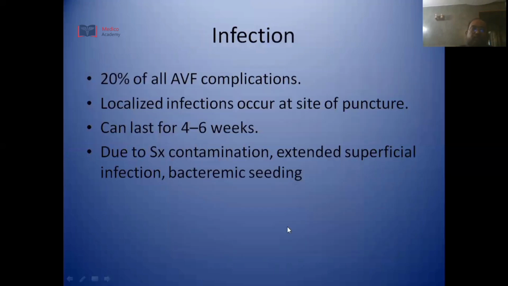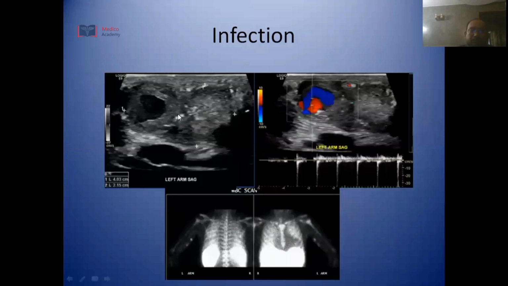Infection can happen in 20% of fistulas, and localized infection occurs at the site of the puncture, and this can last for 4 to 6 weeks. Due to surgical contamination, it can also happen as extended superficial infection and bacteremic seeding. This is a case example where there is soft tissue thickening seen around the fistula. This is a case of infection, and in scintigraphy you are able to see the increased uptake in the arm at the site of the fistula occlusion.